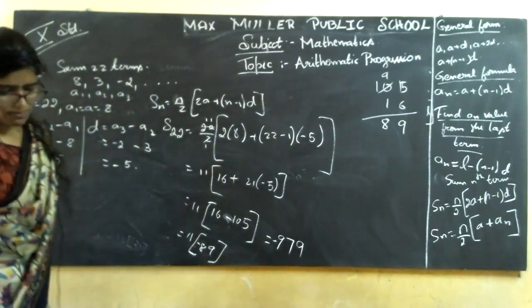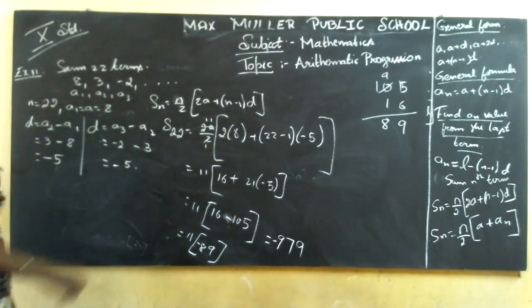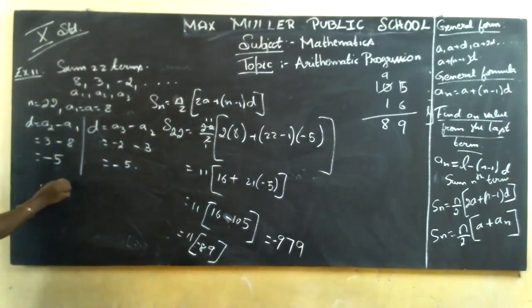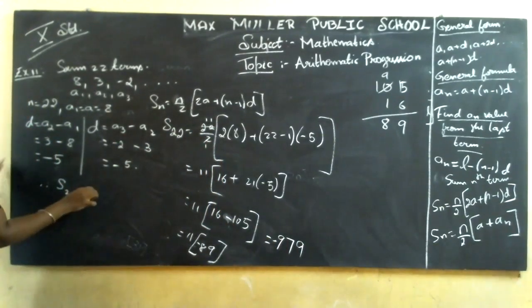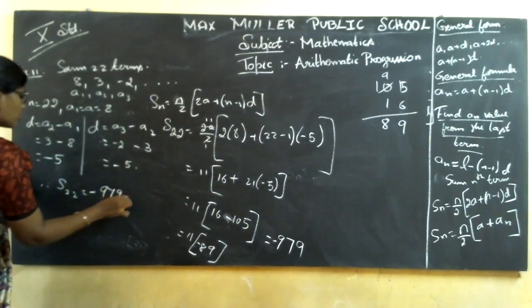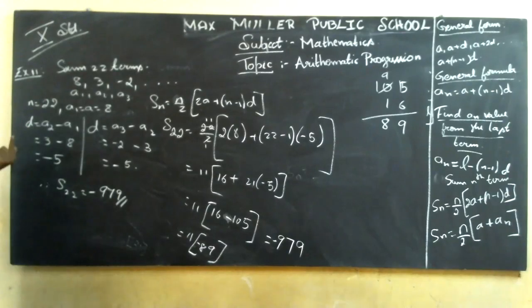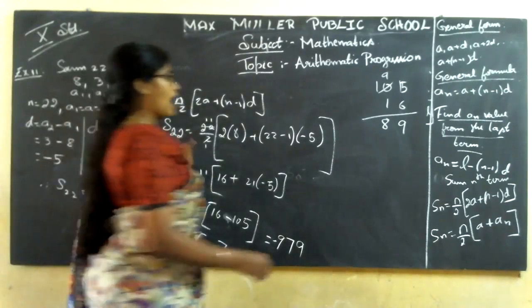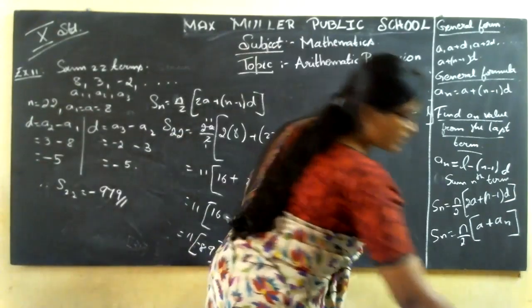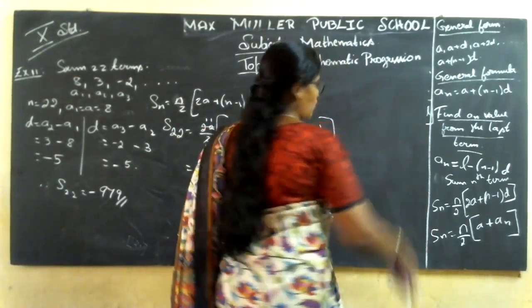So the sum of 22 terms, correct. So S22 will be equal to minus 979. That's all. Now I have used the lengthiest formula and I have done. Now you ask me whether both the formulas give you the same answer. So let me check whether both the formulas give me the same answer or not.